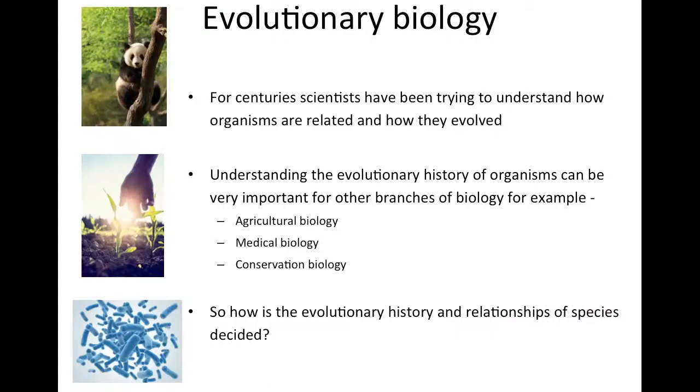So let's begin. For centuries, scientists have been trying to understand how organisms are related and how they have evolved. Now, this is important for a variety of reasons, one of which is agricultural biology. This branch of biology is concerned with the science behind farming, and one of the biggest parts of farming is crop cultivation. One of the ways in which evolutionary biology can be important to crop science is by helping to solve one of the most pressing problems facing the 21st century farm, which is how do we feed a growing population in a rapidly changing world?